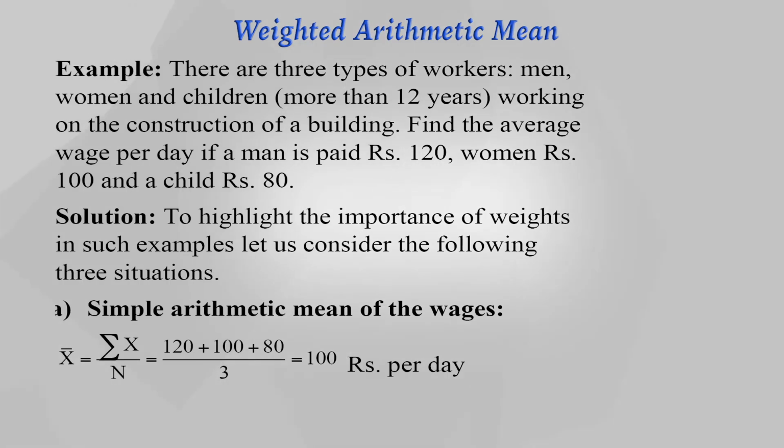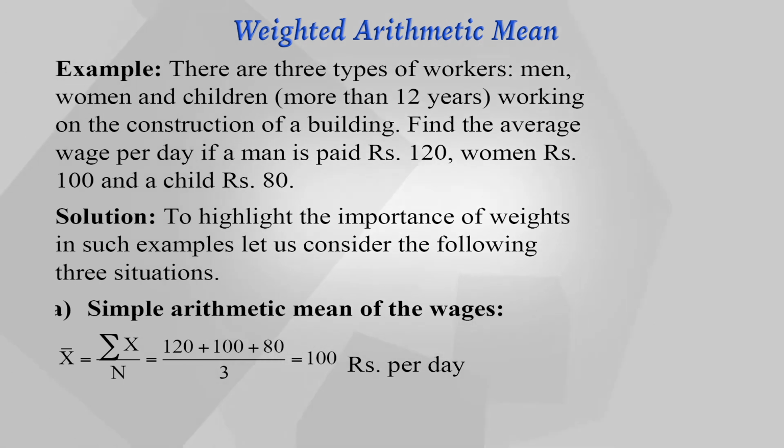Suppose there are three types of workers, men, women and children more than 12 years old, working on the construction of a building. We have to find the average wage per day, if a man is paid rupees 120, a woman is paid rupees 100 and a child is paid rupees 80. To highlight the importance of weights in such examples, let us consider the following three situations.